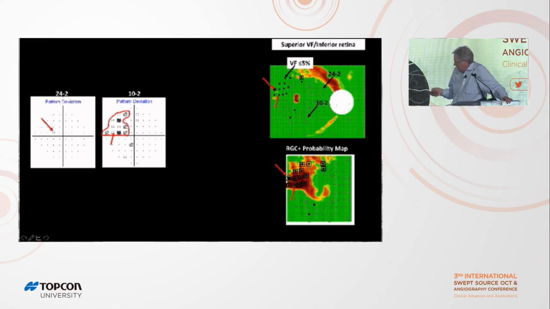Okay. There's a cluster here of abnormal points. I'll just point out, there's your cluster of abnormal field points, and they're here. So that's abnormal field. How are we going to define abnormal OCT?